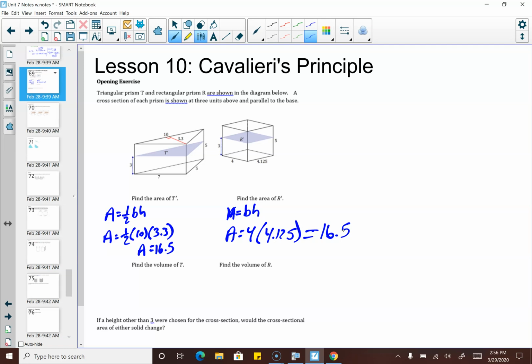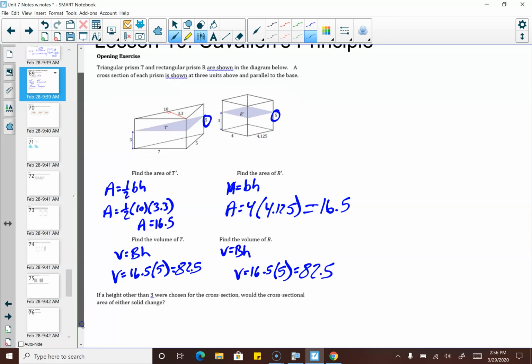Now we want to find the volume. We know our volume is capital B times H for both of them, because they're prisms. We already found the capital B in each, and each prism has a height of 5. So if we take the 16.5 and multiply it by 5, we get 82.5. Same thing over here. We take the 16.5, the area of the base, multiply it by the height of the prism, and that gives us 82.5.